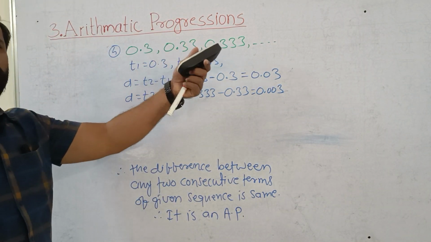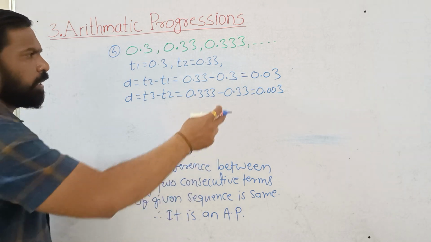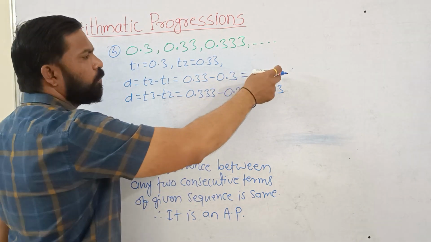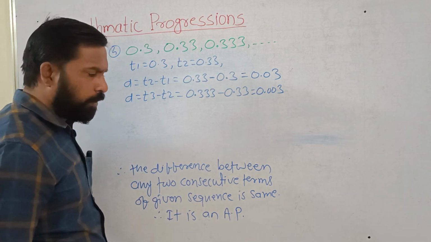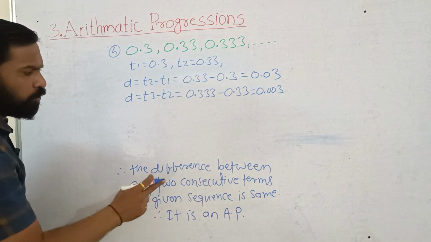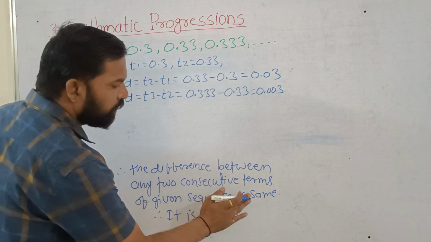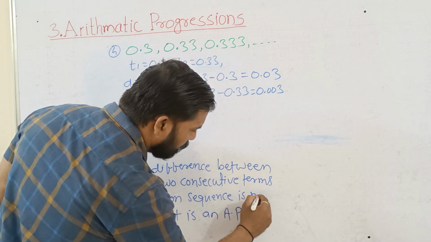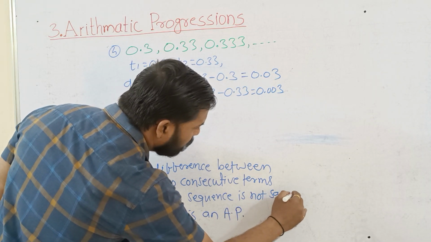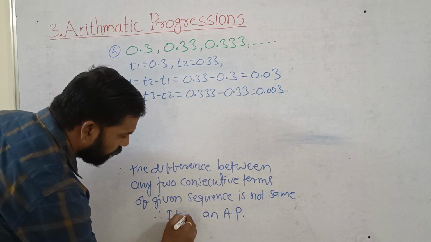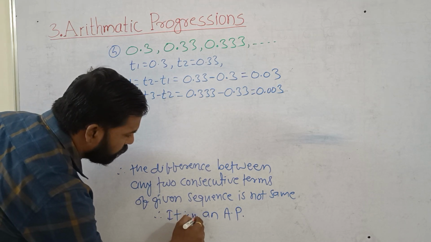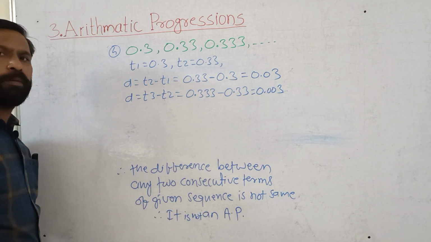So we have only 3 terms here. Is there a common difference? Same? 0.03 and 0.003 are not same. So you can say the difference between any two consecutive terms of the given sequence is not same. So it is not an arithmetic progression.